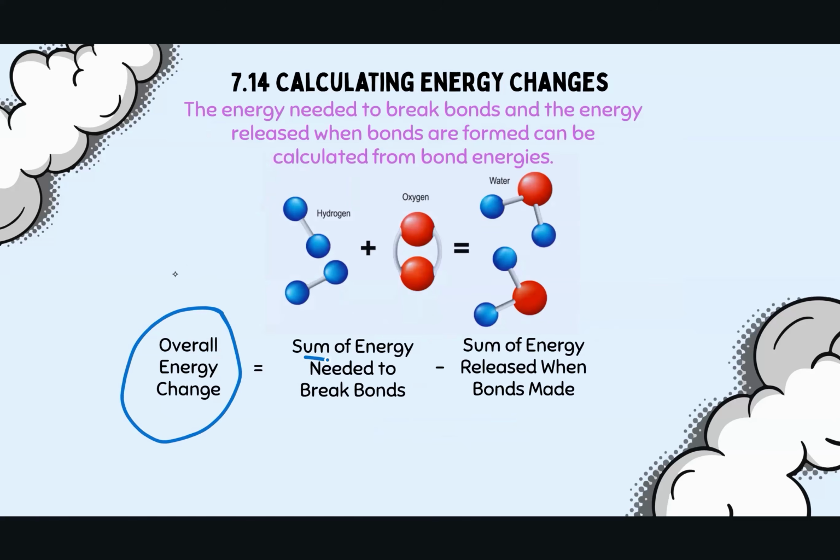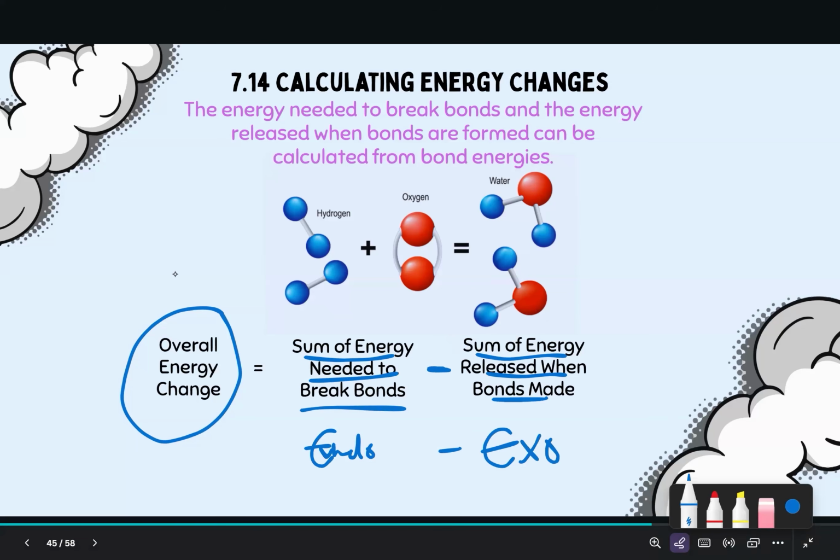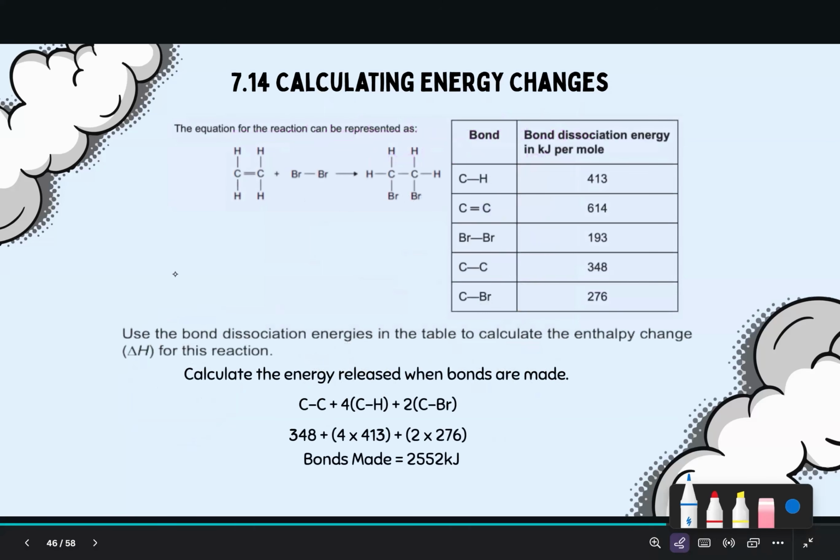So it's the sum of the energy needed to break the bonds, so the endo, so we're looking at the reactants, minus, take away, the sum of energy released when bonds are made. So sum of energy released when bonds are made. So that is Excel. So let's see how the question works.